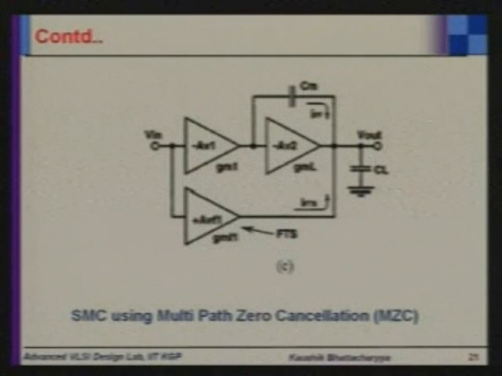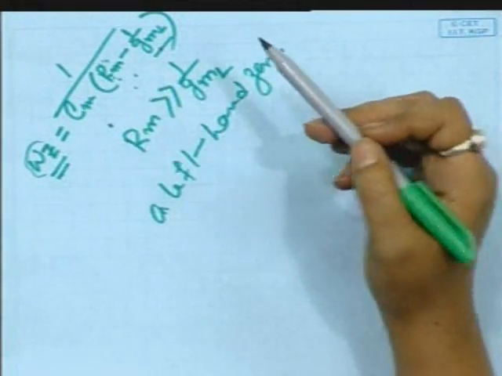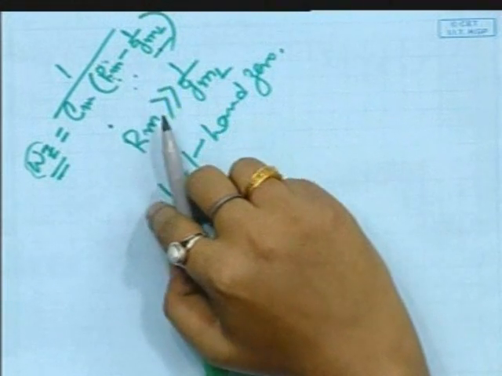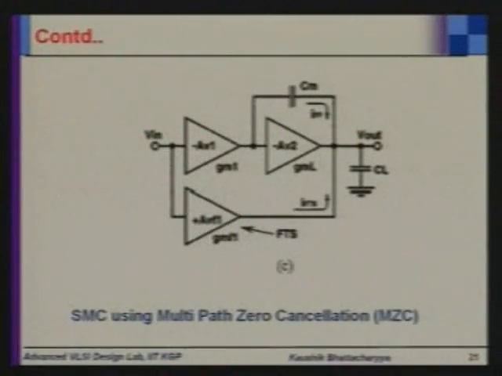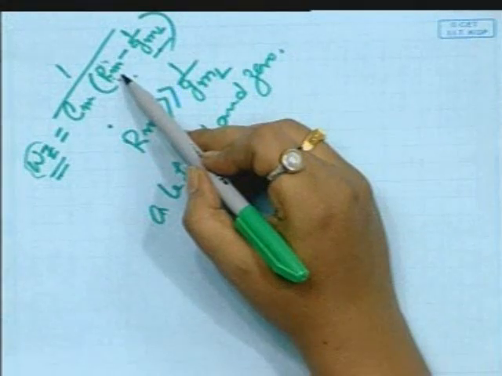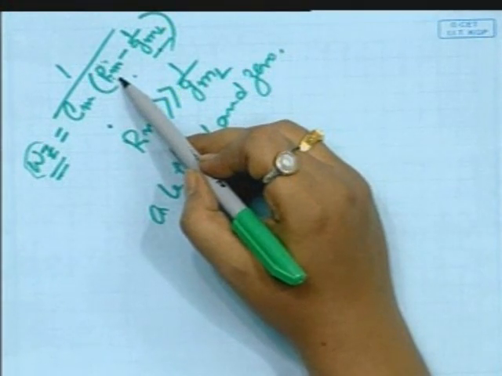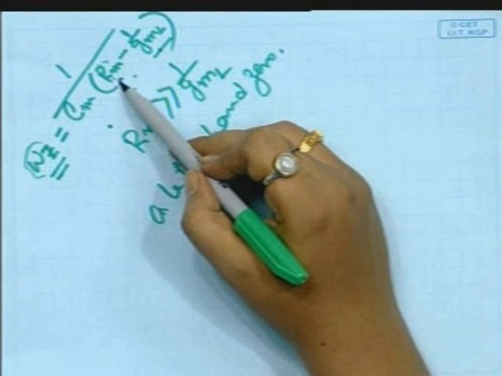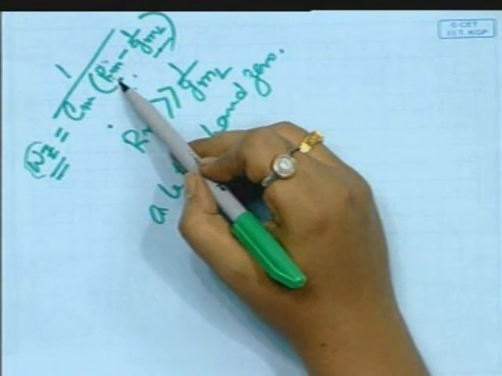Now, this is SMC using multipath 0 cancellation. In this, we are not using the nulling register. Why? Because GML, the transconductance of the load stage, is frequency dependent. So, it is very difficult to accurately point out the value of Rm. So, what will happen?